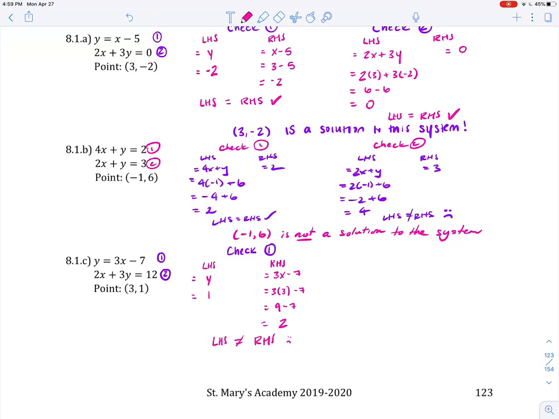This is so sad. The thing is, when we are checking to see if a point is a solution to the entire system, as soon as it doesn't satisfy one of those equations, we don't actually have to check the rest. What? So if we know that the point (3, 1) is not a solution to equation 1, we can then say the point (3, 1) is not a solution to the system without even having to check equation number 2. (3, 1) is not a solution to the system. Neat.